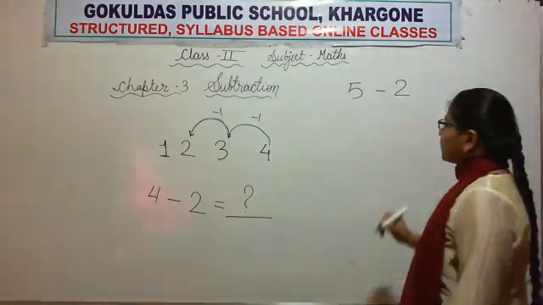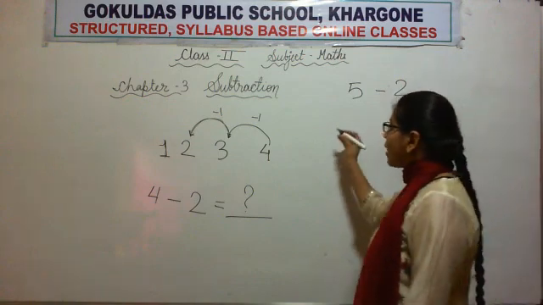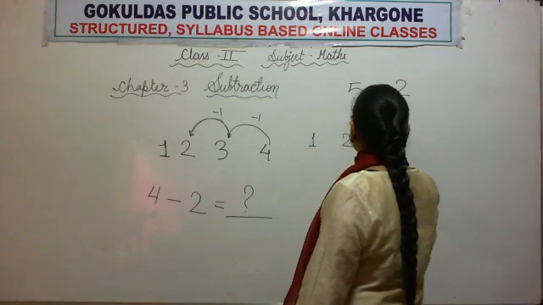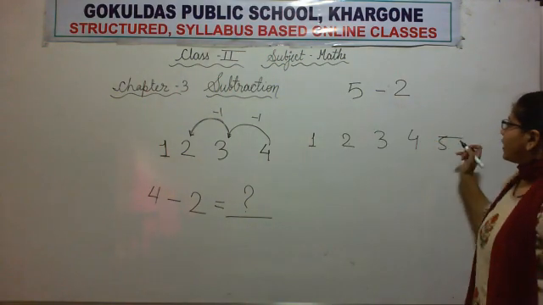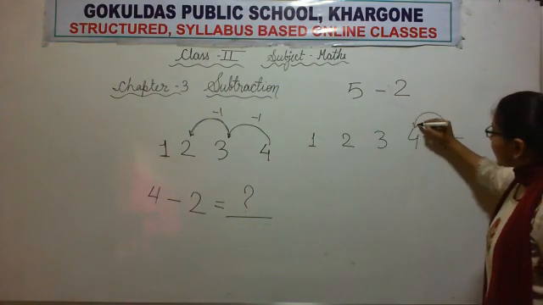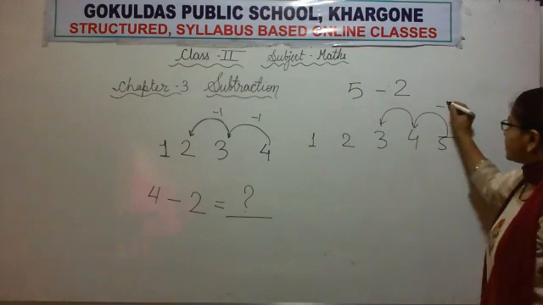5 minus 2. How will we solve this? By counting backward. First of all, let me write this. Okay, minus 2. It means we will minus 1 two times.